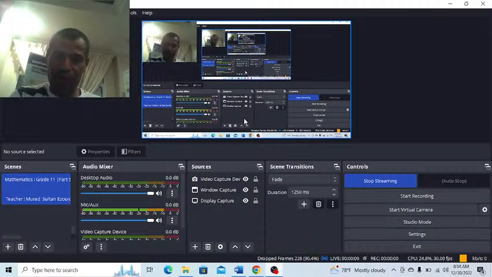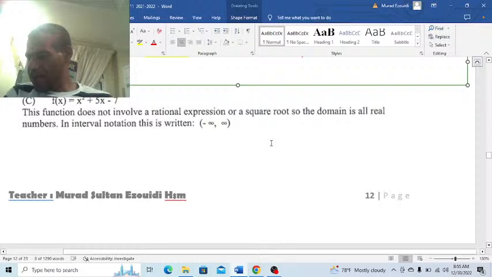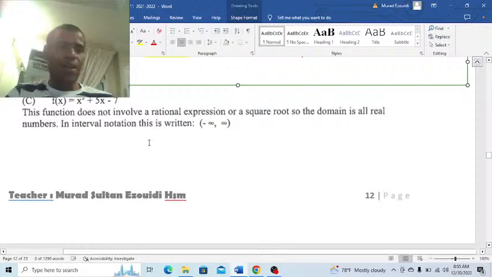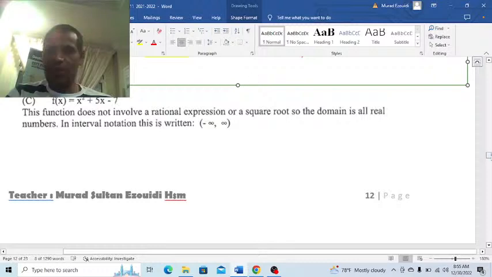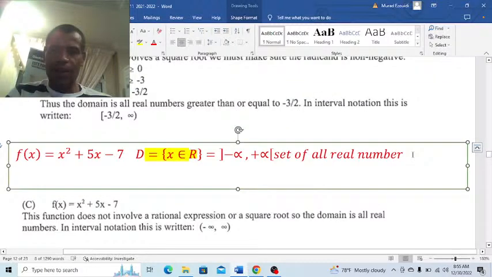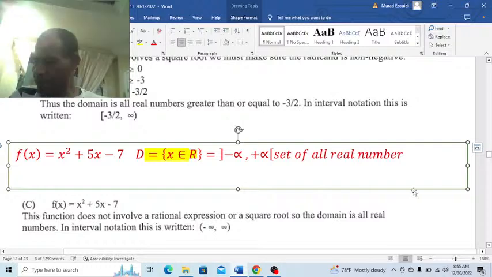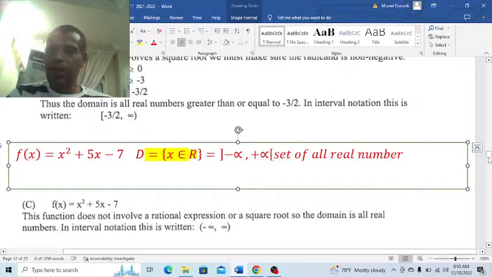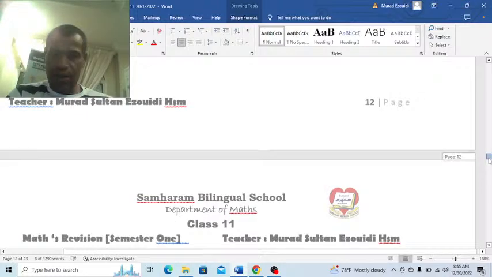Fix the problem. Okay, now we were told that the function x squared plus 5x minus 7 has a domain of all real numbers. Okay, and we explained this here. Now we move to the next part. Okay, now we just go to the next question.